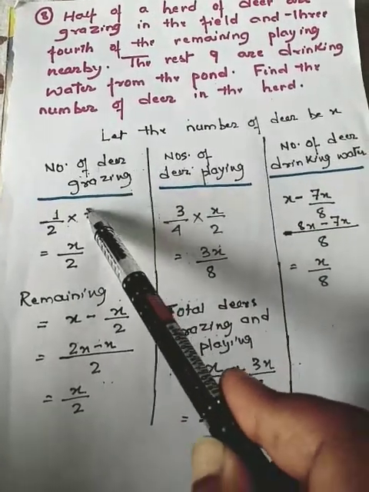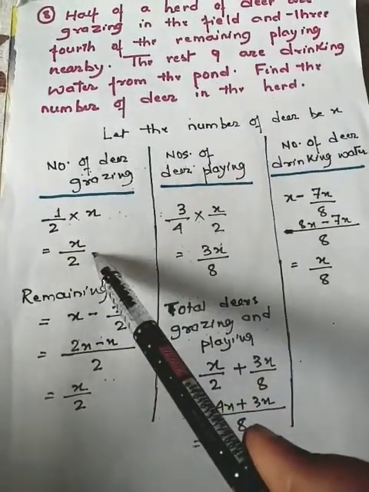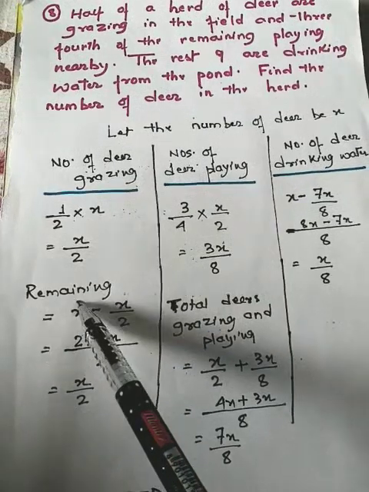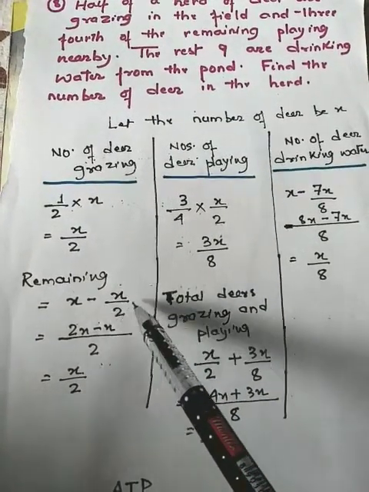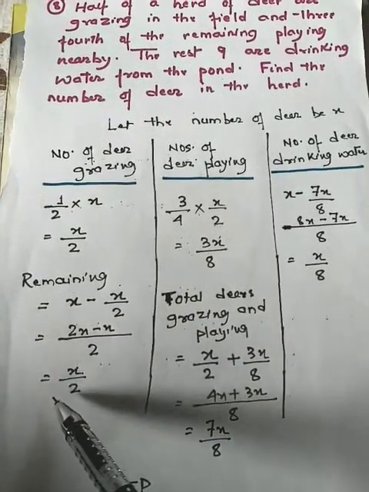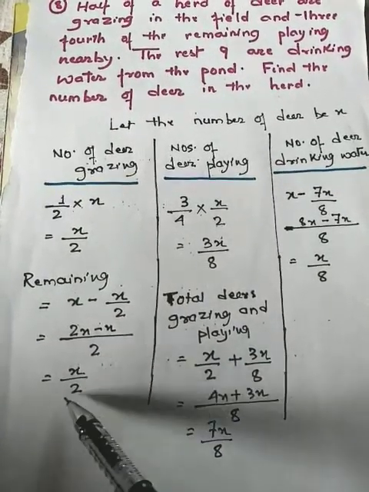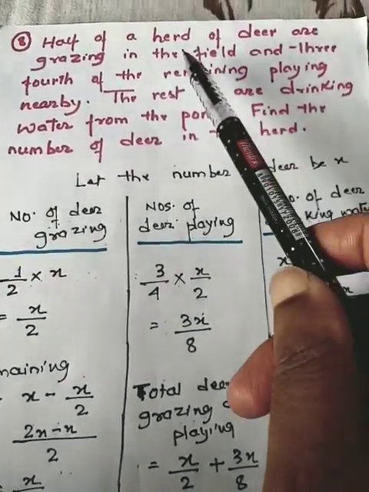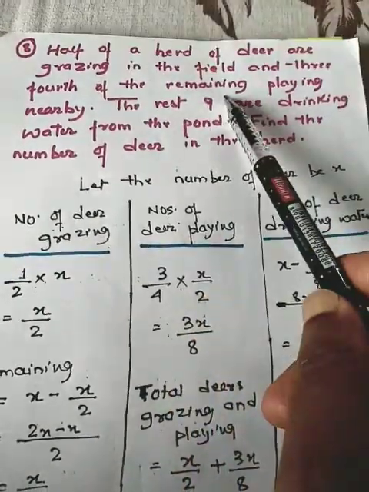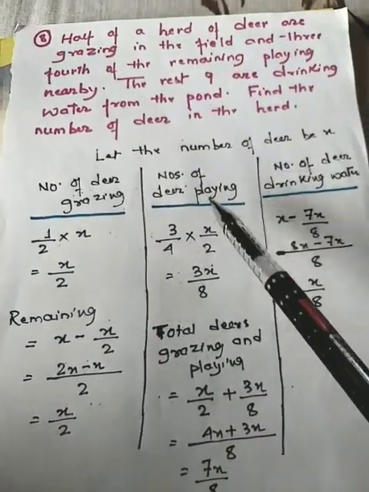Now remaining is what? Remaining means from the total we have to subtract this one. So remaining is the total number of deer minus the number of deer grazing. When we solve it, the answer will again be x upon 2. So this is now the remaining deer. And 3/4 of the remaining were playing.